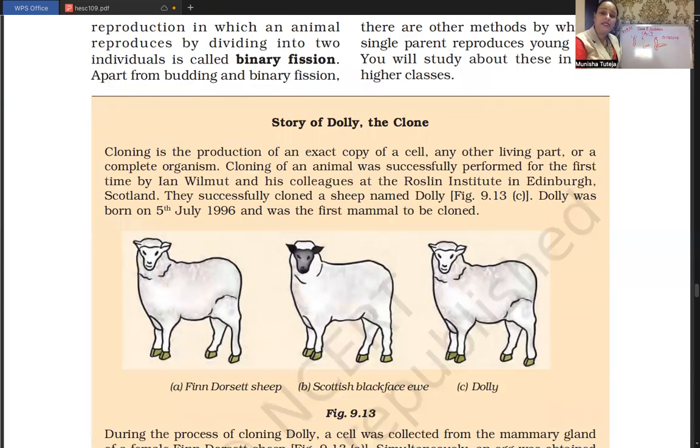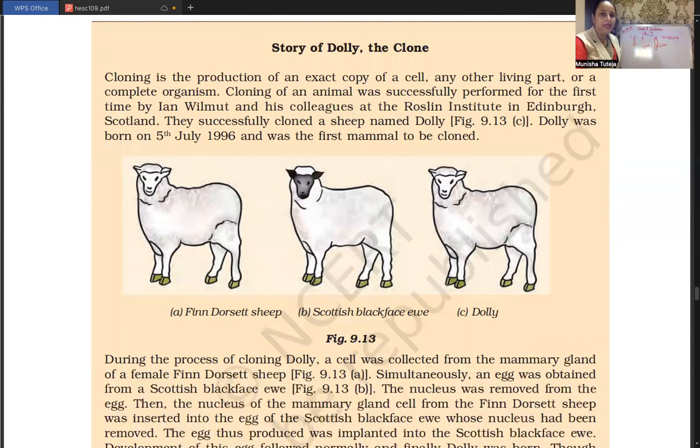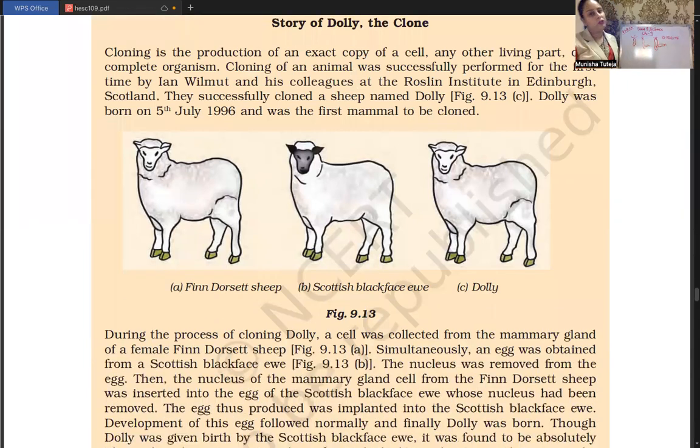Okay, with this we have finished the chapter. Now I'm going to tell you about the story of Dolly the Clone. Okay, this is a very interesting story. You should all be aware of this because Dolly was the first mammal to be cloned, right?